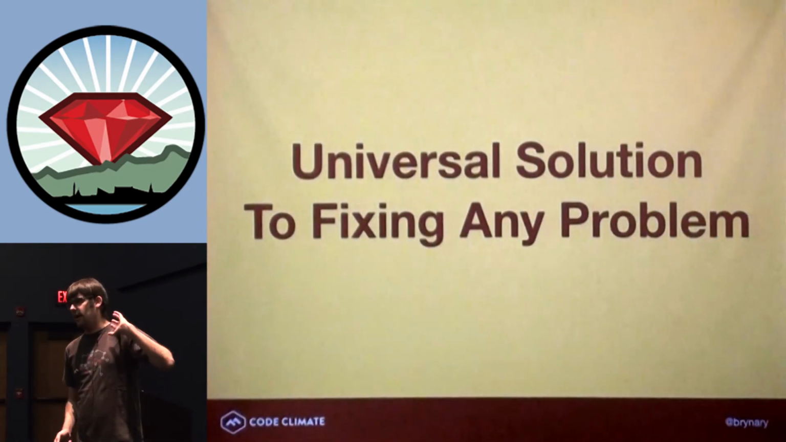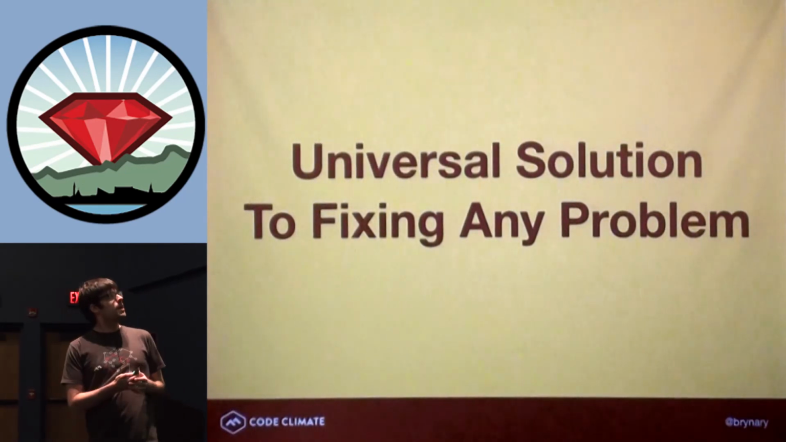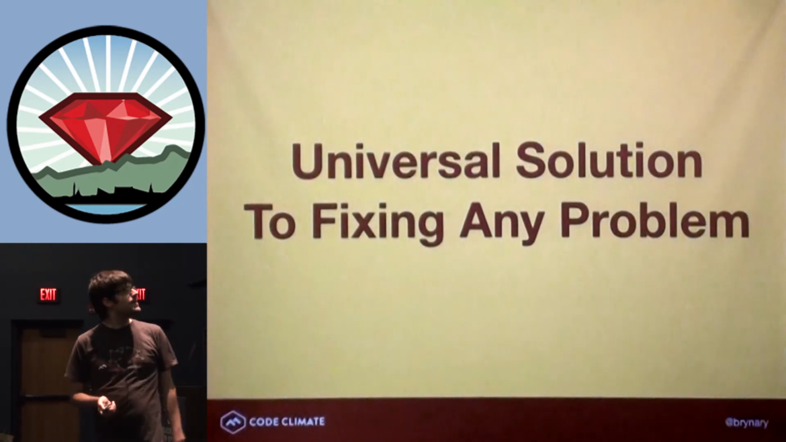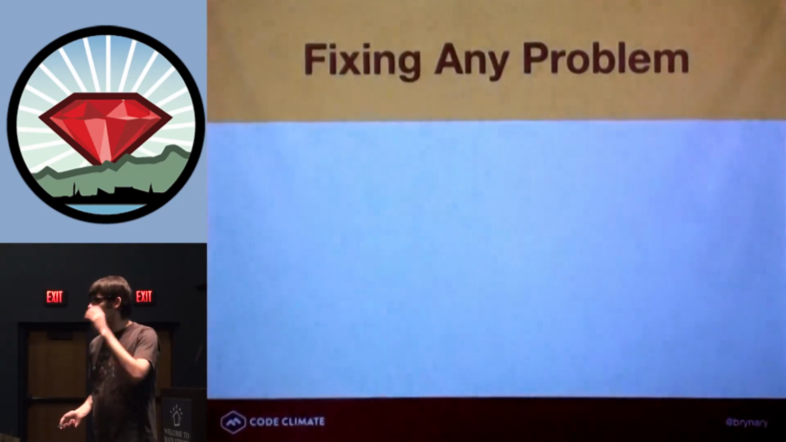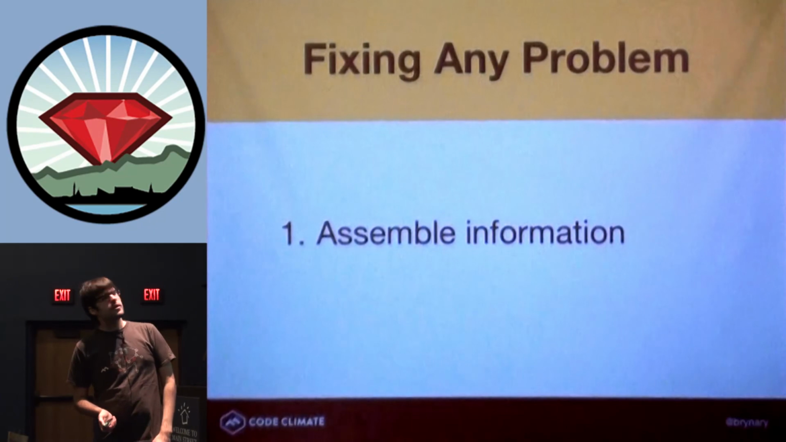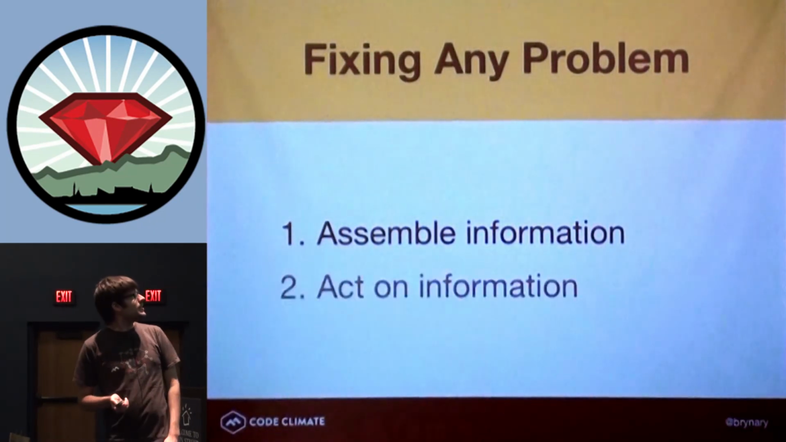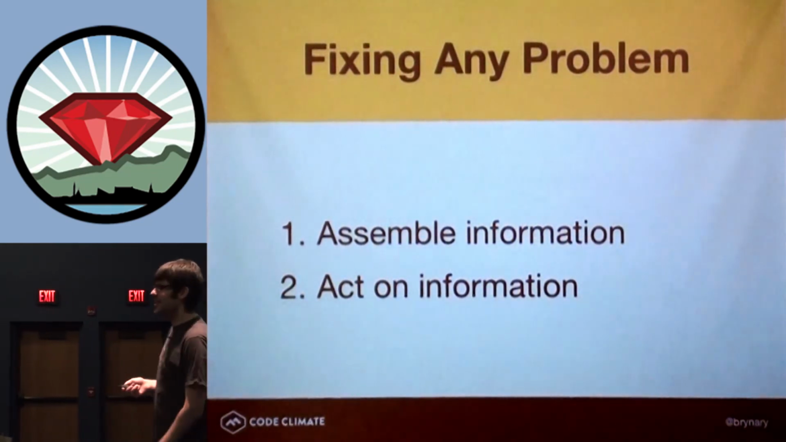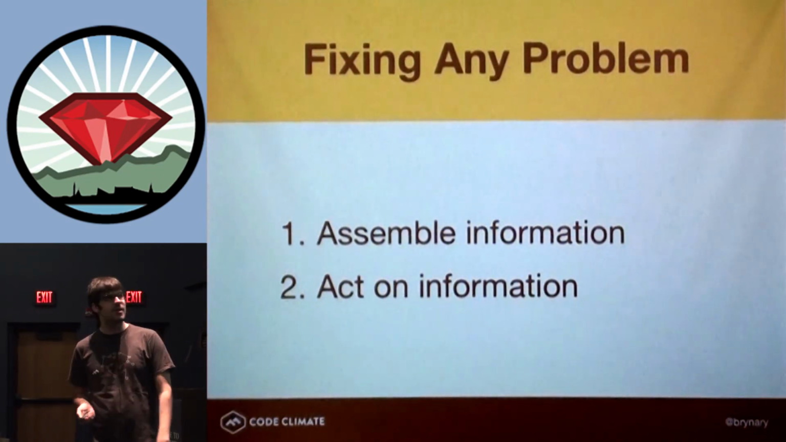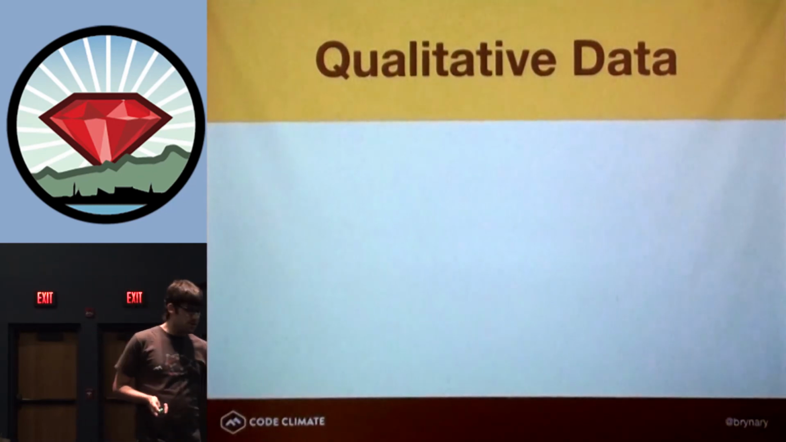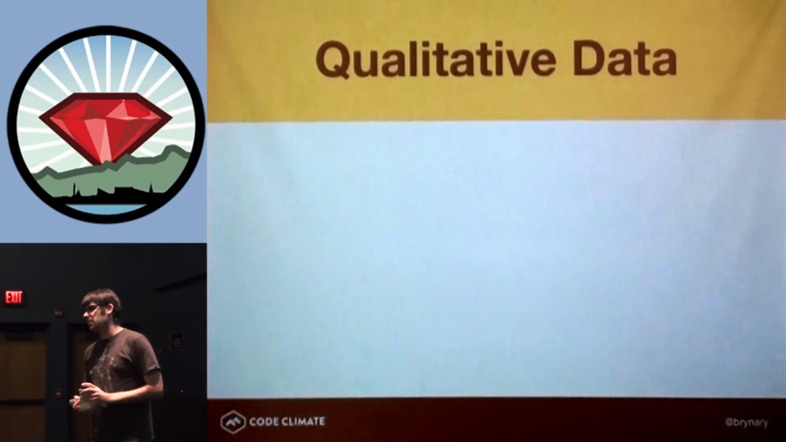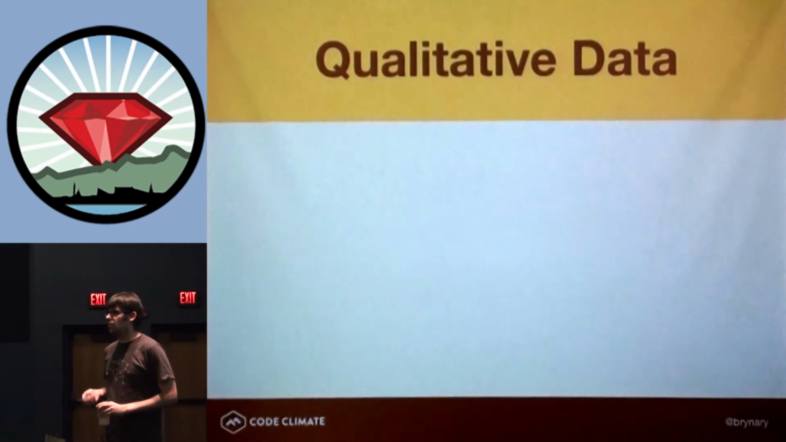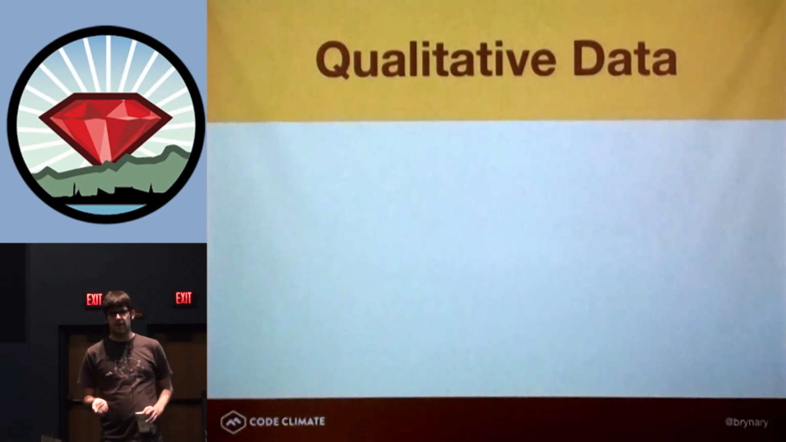So before that, I want to do you guys all a giant favor and present to you the universal solution to any problem. You guys are going to thank me for this. It's actually 2 steps, very simply. Number 1, you're going to assemble information, and number 2, you're going to act on information. So you're welcome. Feel free to apply that in all of your future life. But in the case of code quality, there are a number of different types of information that we can collect when we realize we have a problem. I like to break things down into qualitative and quantitative when I'm thinking about data.